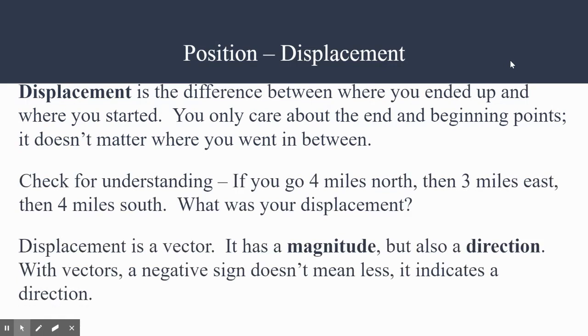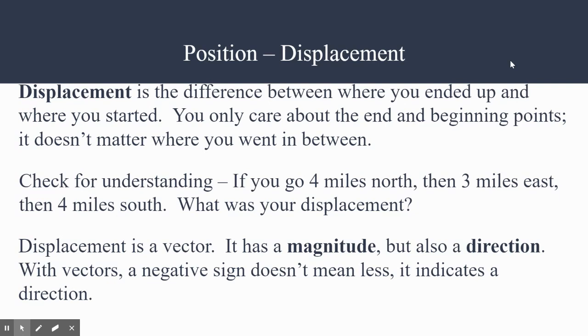Okay, here we are. Look at the bottom paragraph. It says displacement is a vector. It has a magnitude but also a direction, as we saw in our example problem. With vectors, a negative sign doesn't mean less. It indicates a direction.